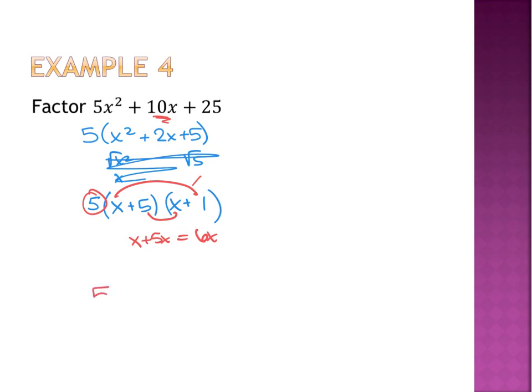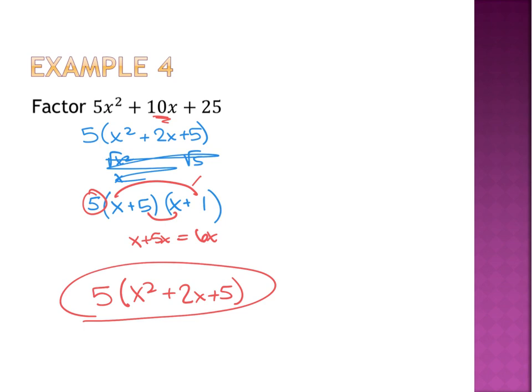So the only thing I can do to fully factor this is leave this as 5 times a quantity of x squared plus 2x plus 5, and this is fully factored at this point.